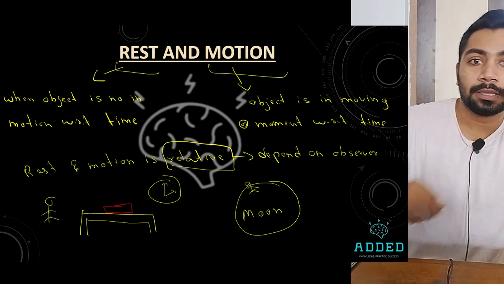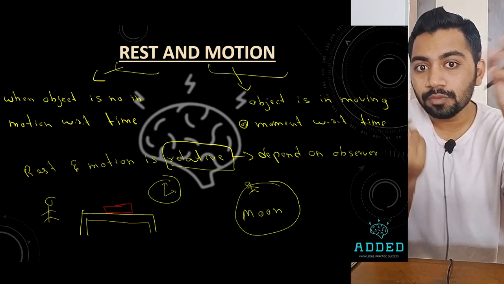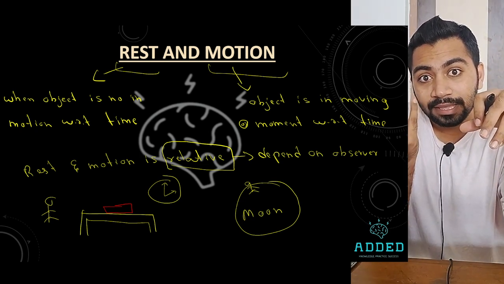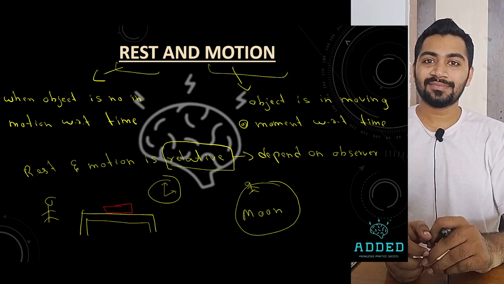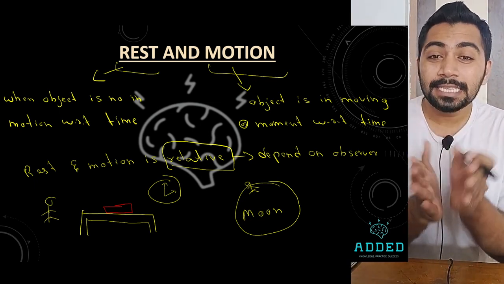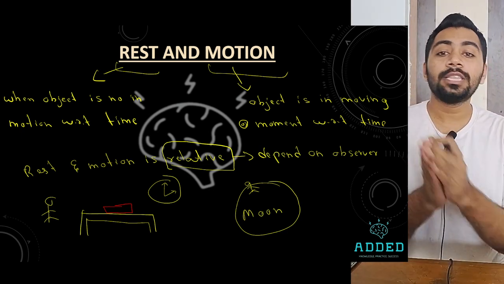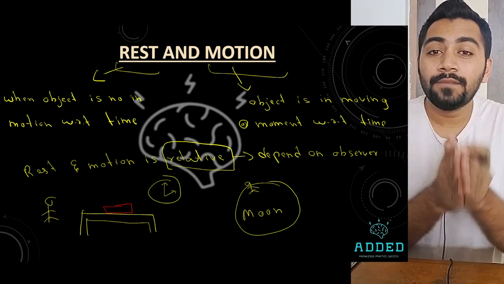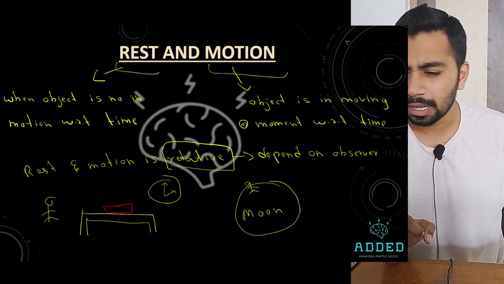See, the man who is sitting on the moon feels that the earth is moving. If the earth is moving, he says the table is also moving. So by this you can say that motion and rest depend on the observer, however we choose. And in this entire unit, we choose only one frame of reference. I will tell you what the frame of reference is.